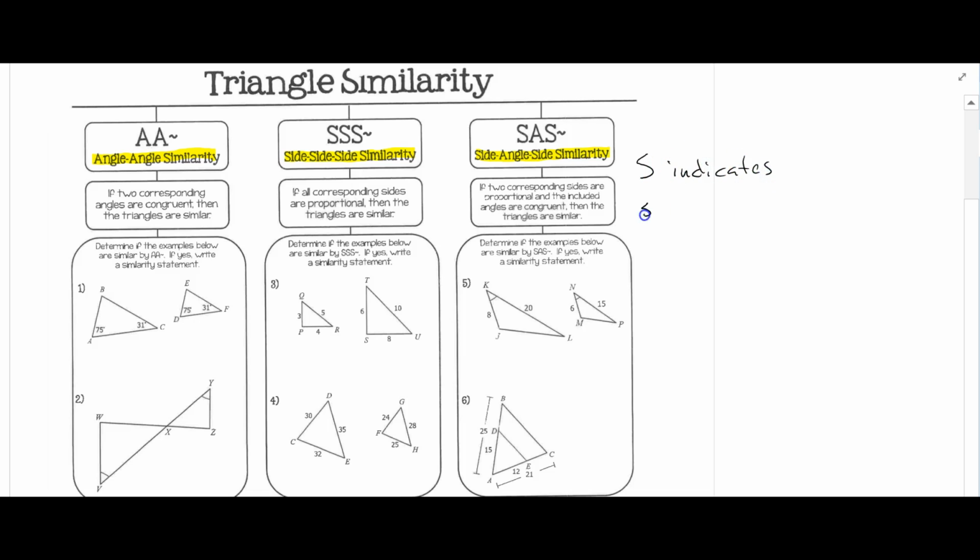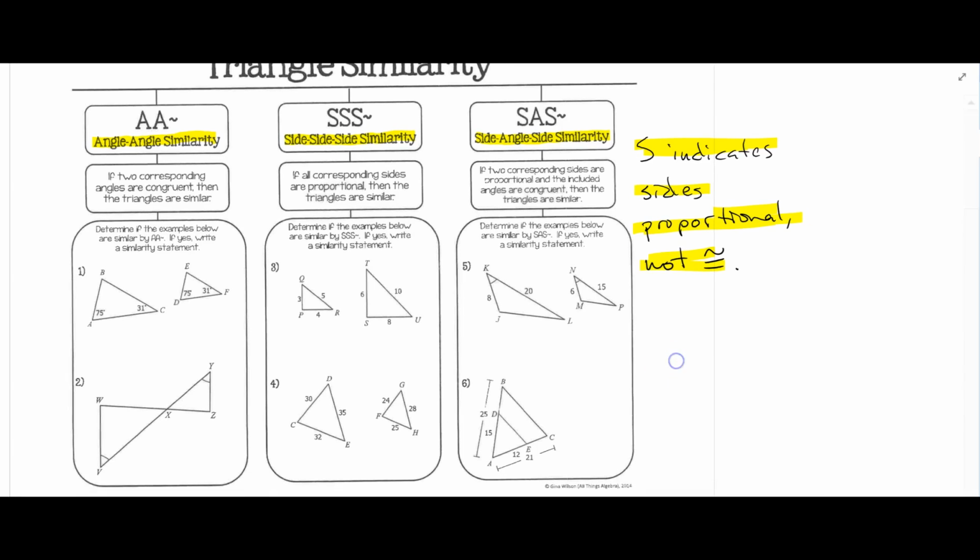So S indicates sides proportional, not congruent. Okay, so keep that in mind, that any of those S's indicate proportionality and not congruency. Alright, so let's take a look at the first method. The first method is angle-angle similarity. So it says if two corresponding angles are congruent, then the triangles are similar.